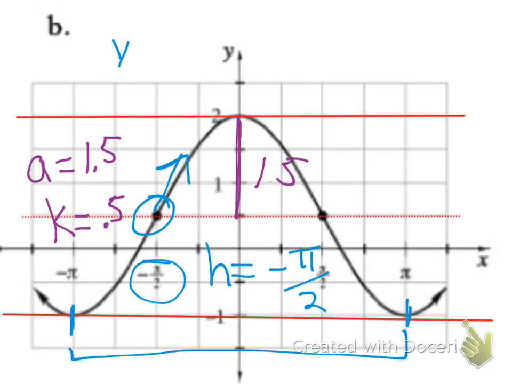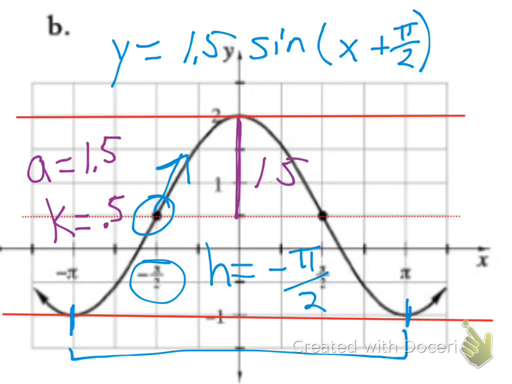That now makes my equation y equals my a value of 1.5 times the sine of x minus a negative pi over 2. Minusing a negative makes it now a positive pi over 2, plus my k value of 0.5. And there's the equation for problem B.